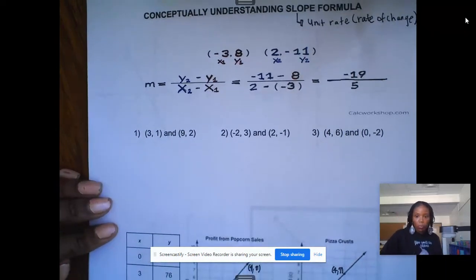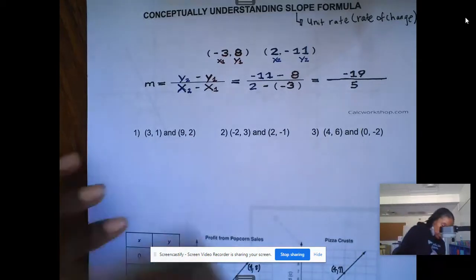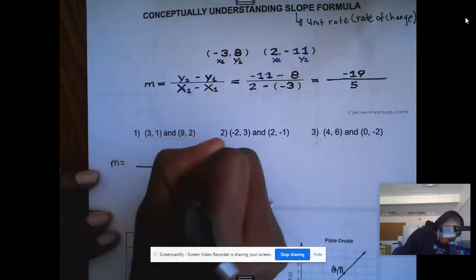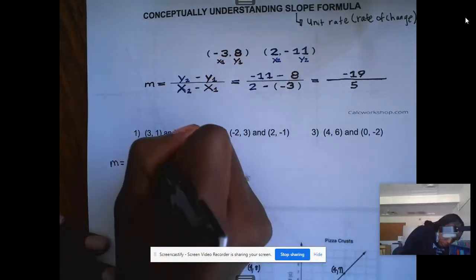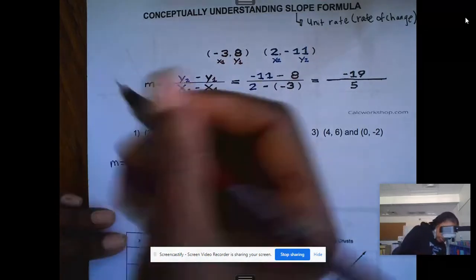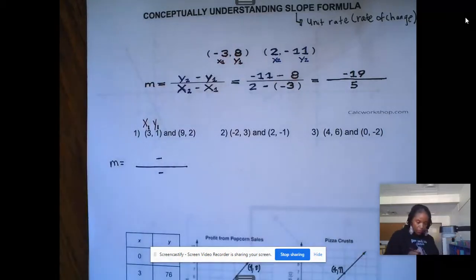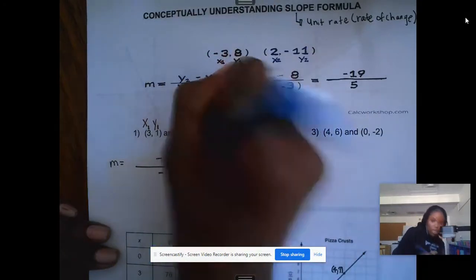So let's go with problem 1 right here. The first thing I want you to do is just get the same setup. I want you to do m equals, and draw your fraction bar, which means divide, and put your minus signs from the formula in the middle. Again, I've made your sub 1's red and your sub 2's blue. So this is going to be x sub 1, y sub 1, that's my red, because that's the first ordered pair. And then this is going to be x sub 2, y sub 2 in the blue.